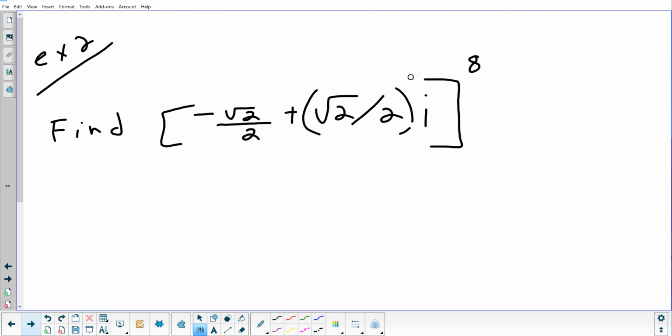All right, let's try this one. I just want to fix how I wrote it. So negative root 2 over 2 plus root 2 over 2 i. You've got to get used to seeing the i in different spots. You could see it after the number, you could put it before the number. It's the same thing. In standard form, you usually put it after the number. In trig form, they put it before the cosine.